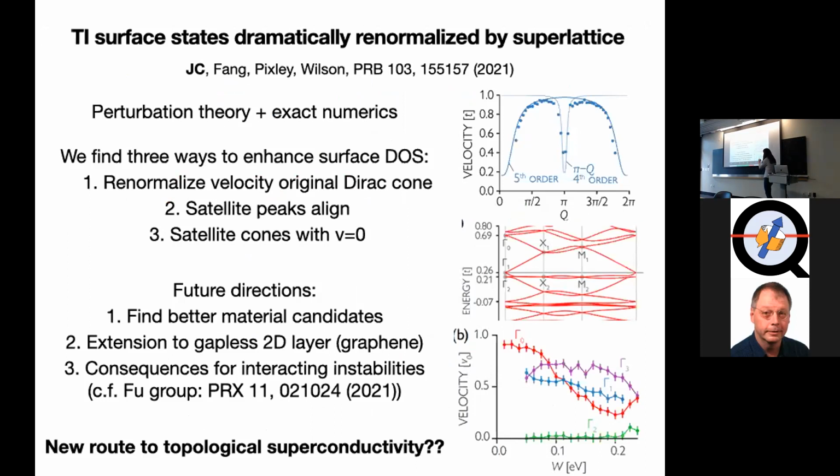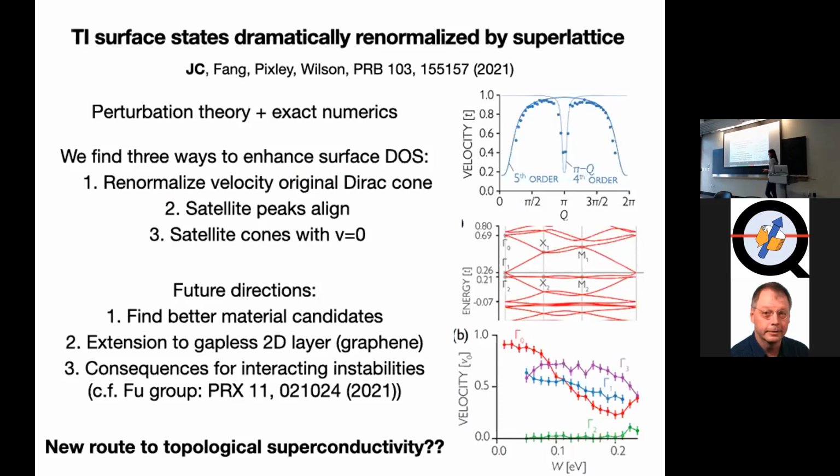And so at the end of the day, through our perturbation theory and our models, we found three ways that we can enhance the surface density of states. One is we can renormalize the velocity of the original Dirac cone by a factor of 2 or slightly more. The other is this thing that I've drawn here: different satellite peaks can align, which give you flat bands, which can give you a peak in the density of states. And then finally, there can be satellite cones with zero velocity. So these are all interesting things that will lead to enhanced density of states.